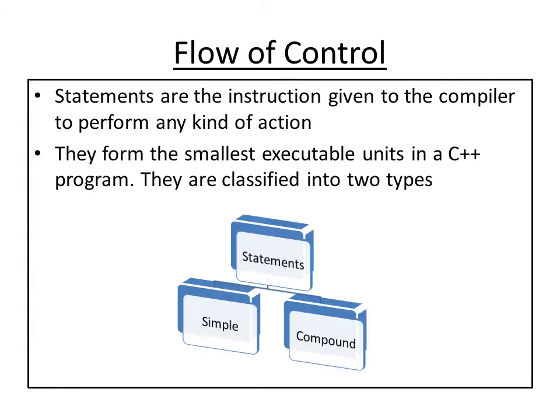Next is the flow of control of a program. In a river or a stream or an ocean, the flow is determined by the amount of water. Just like that, the flow of a program is sequentially decided by the number of statements. These statements are the instructions given to the compiler to perform any kind of action. They form the smallest executable units in a C++ program. They are classified into two: simple statements and compound statements. Now let's look into it further in detail.